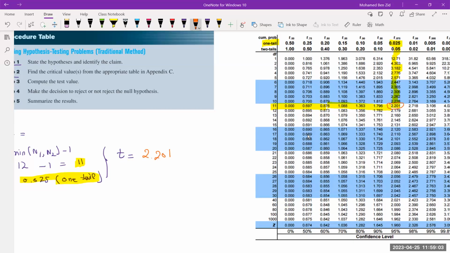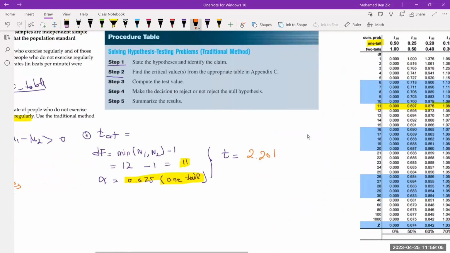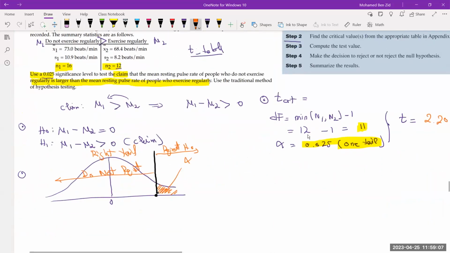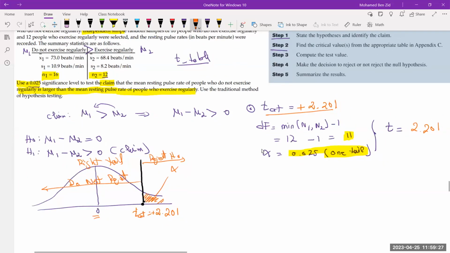All right. Then you don't know whether it's positive or negative yet. You have to go back to your graph. And because you are on the right side, this is 0, so you're going to be 2.201. So your T critical is positive 2.201. All right, that's the second step.